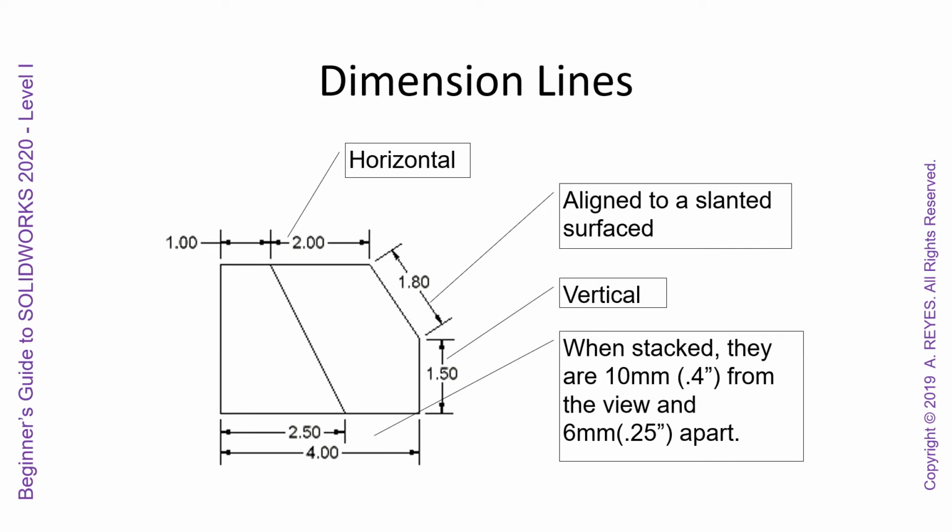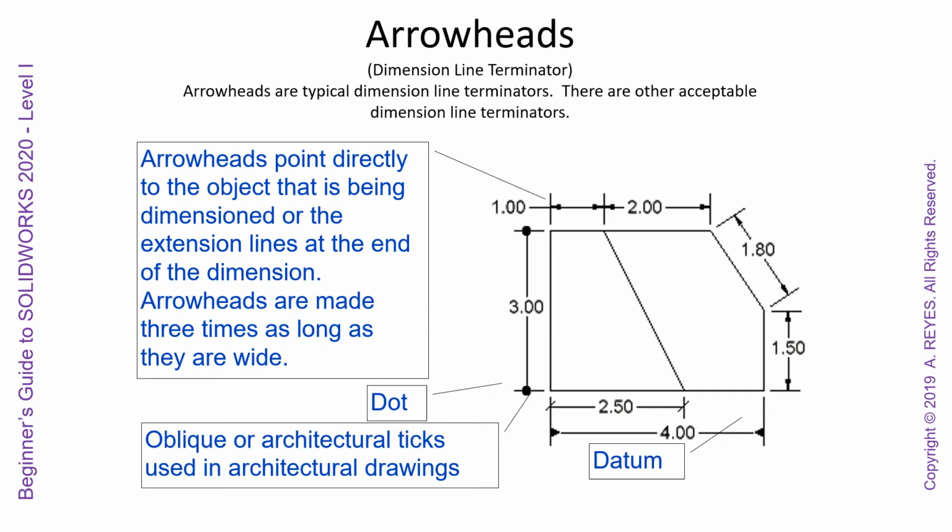We have horizontal dimension lines. We have aligned, so you can see the 1.80 there is aligned with this angular surface. Vertical, so you can see this is vertical. You can also have aligned vertical when you're using ISO standards. When dimensions are stacked, they are 10 millimeters or 0.4 inches from the view, and 6 millimeters or a quarter of an inch.